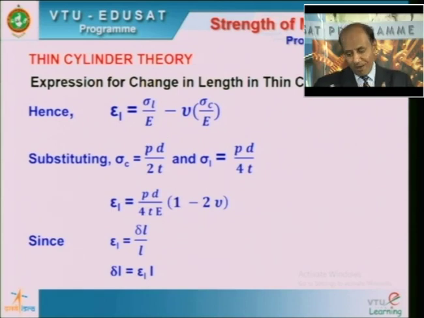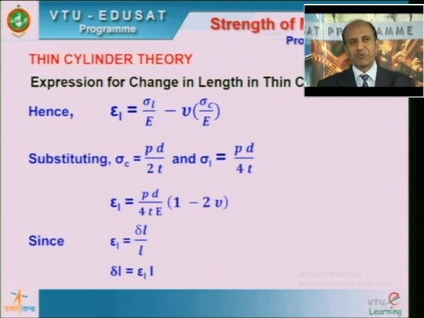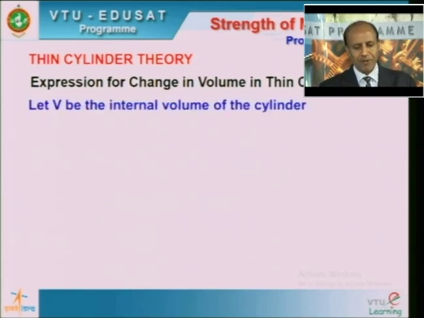Once you know longitudinal strain, what is the change in length, for which you need the length of the cylinder. You just calculate the strain epsilon L, and then multiply with L, you get the change in length. So that's how you need to calculate. Another important expression we have here is sigma L is PD by 4TE into 1 minus 2 mu.